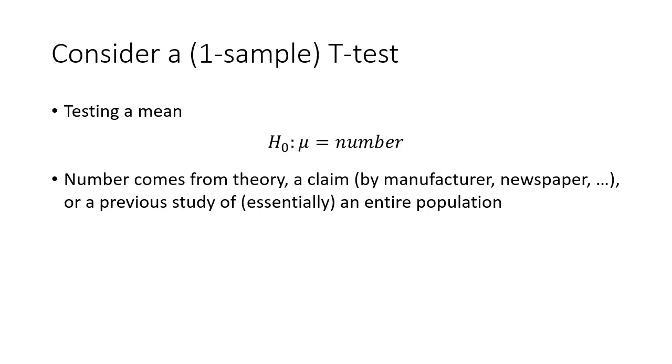So here we're testing a mean. Our null hypothesis is that mu equals some number, in this case 0.11, the mean from 1990. And our number is coming from theory, a claim, or a previous study of essentially an entire population. All of this together tells us that we should consider using a one-sample t-test.